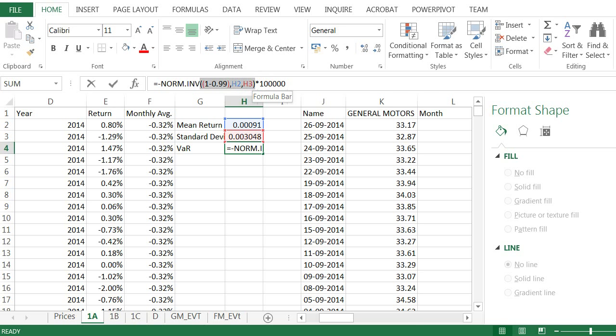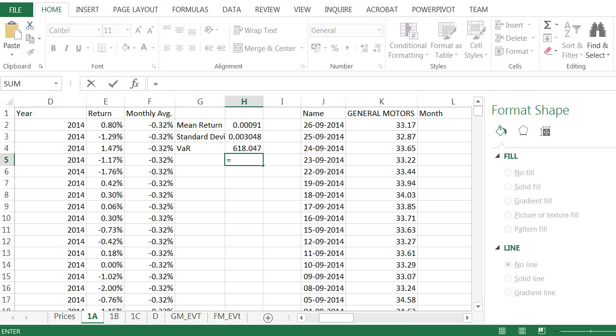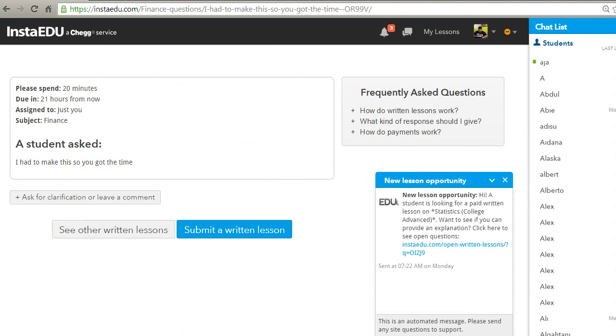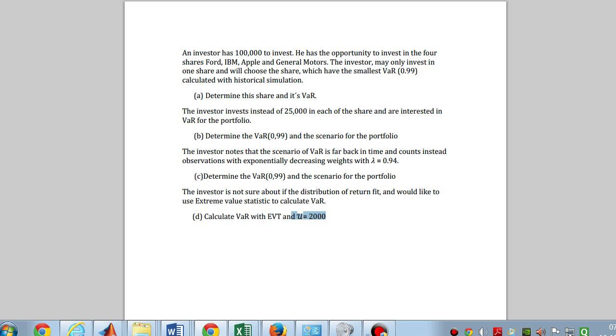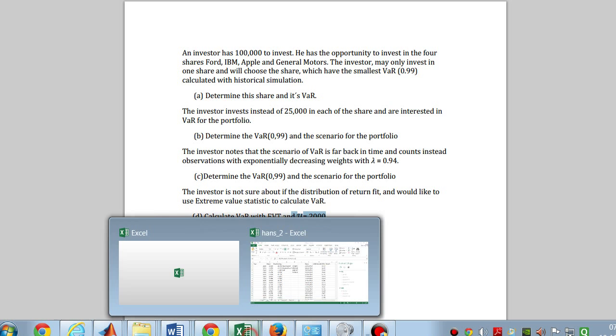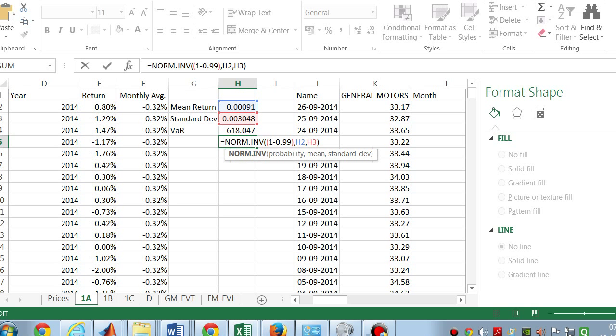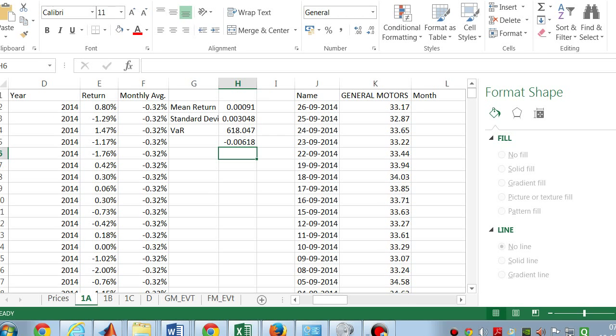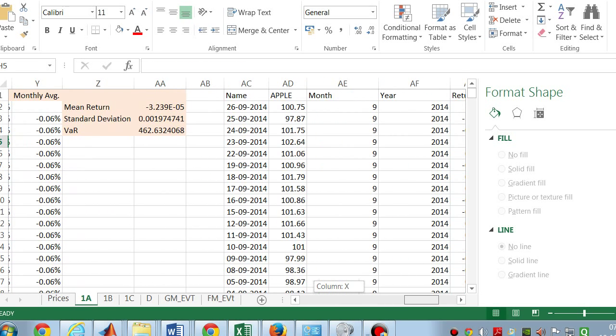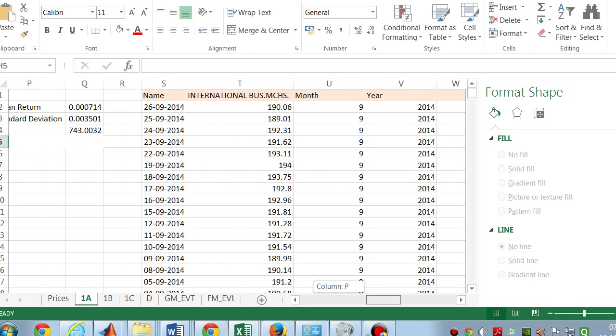So how do we do that? Well, this is a Z value. This is a critical Z value. This is obtained by, we are given the critical .9999 percentiles, and then you have the mean, you have the standard deviation, so you have the critical value of Z, and then you multiply it by 10 to the power 5 to get the value at risk. I do it for all 4 stocks, and this is the minimum. This one, yeah, I've highlighted it.